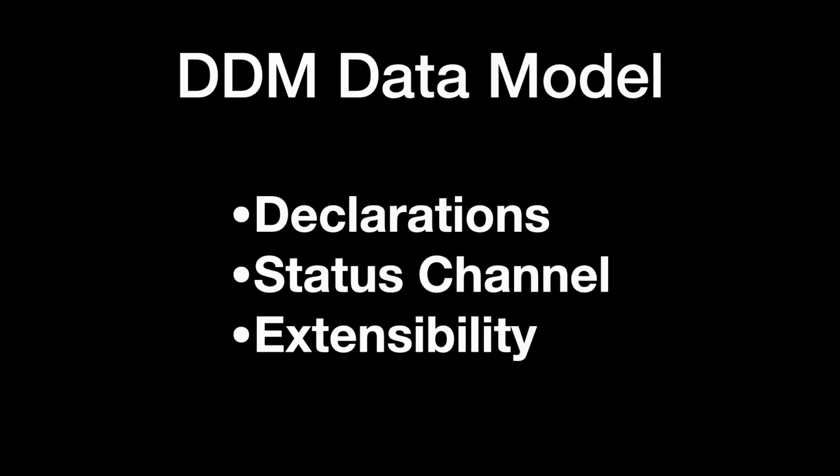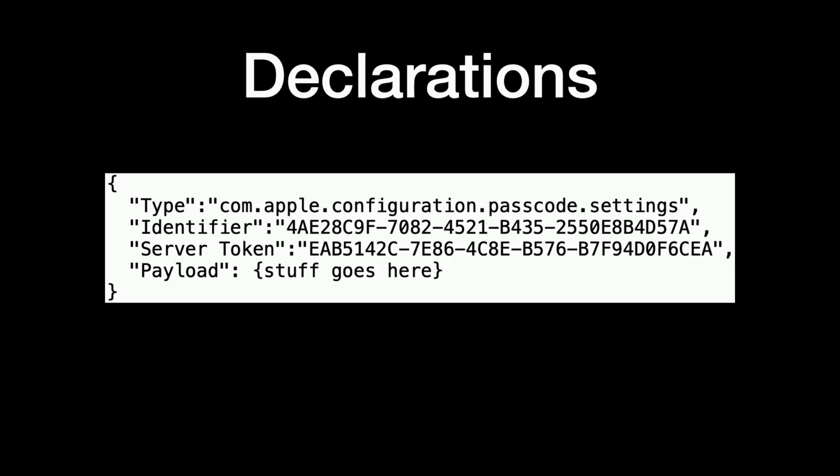Like MDM, DDM uses a structured data model. So let's take a look at what this looks like, starting with declarations. Declarations are the policies sent to a device. They have a structure that looks like this. And surprise, now this is JSON in place of XML.